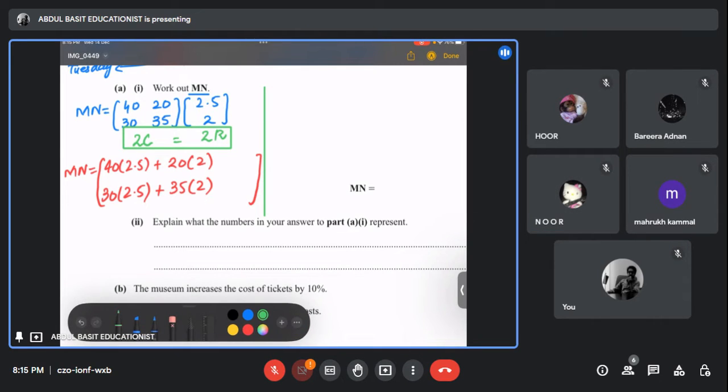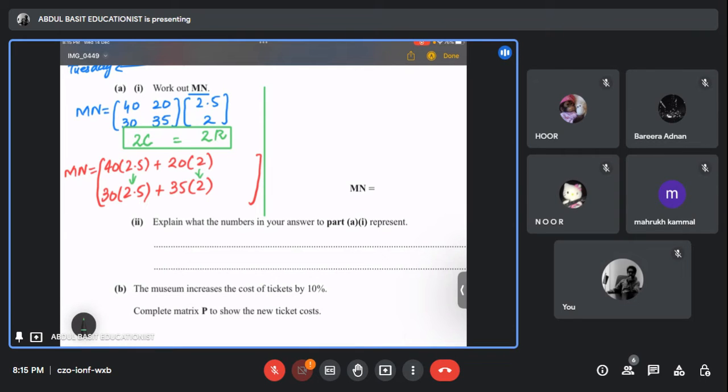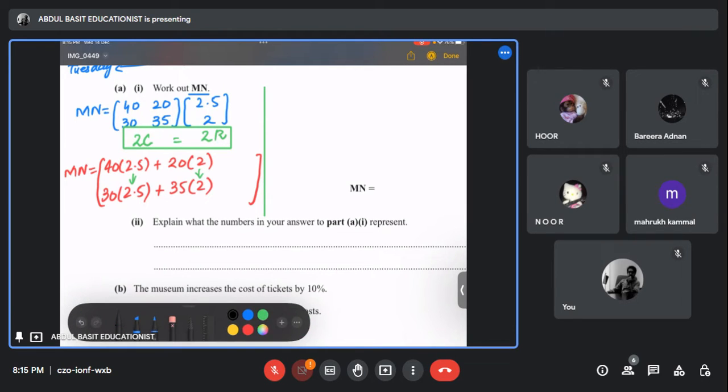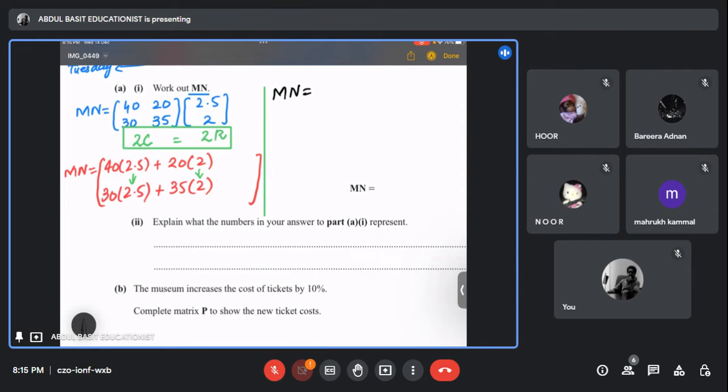So you can see that in the brackets, we have the same number. So it means that there is no error. We are okay with the question. So MN equals 40 into 2.5 is 100, right? And 20 into 2 is 40. 30 into 2.5 is what? 75. And 35 into 2 is 70. I hope I'm right. 100 plus 40 is 140 and 75 plus 70 is 145.